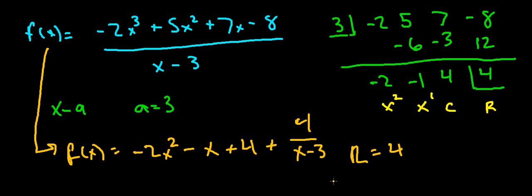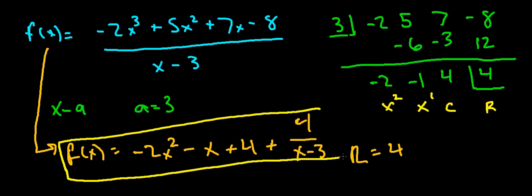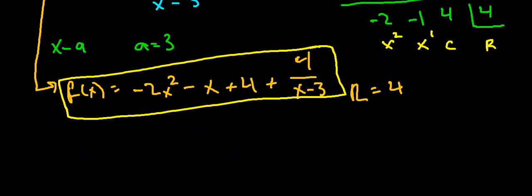You may not want the remainder. Most of the time in algebra, we are going to be wanting this remainder, because otherwise it's not the same equation. But either way, you know what you're doing. What you're using it for, you can either just write in r is equal to 4, or you can add it in as a fraction. I generally like to add it in as a fraction.